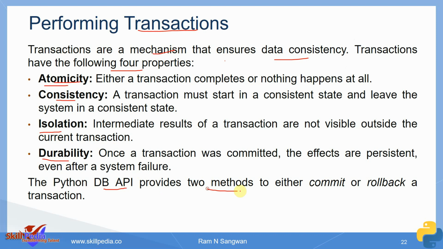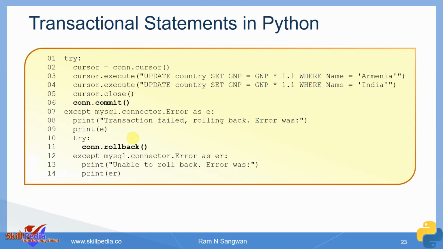The Python database API provides two methods, commit and rollback, for the transaction. This is the transactional statement in Python. Like you commit, and if you want to roll back, if there is an exception, the transaction failed, rolling back. The error was, you print the error message and then you roll back. And you can also use another exception here, unable to roll back. The error was, you display the error also.